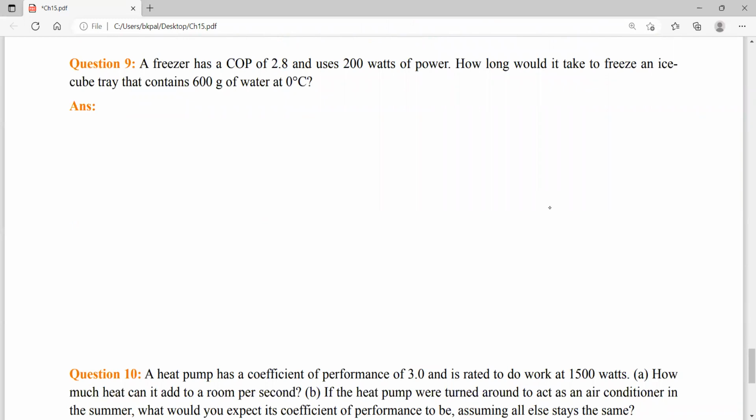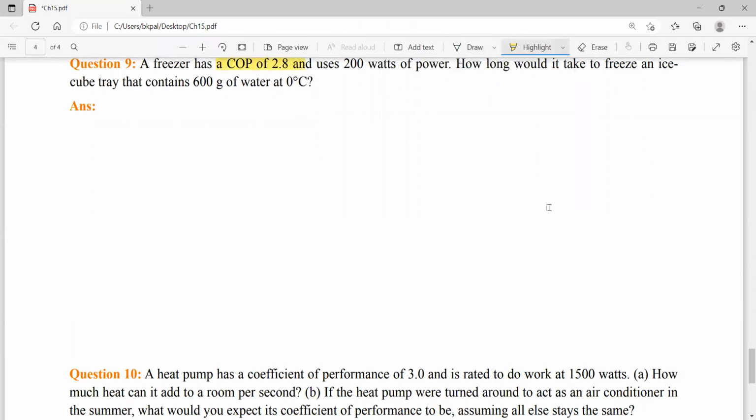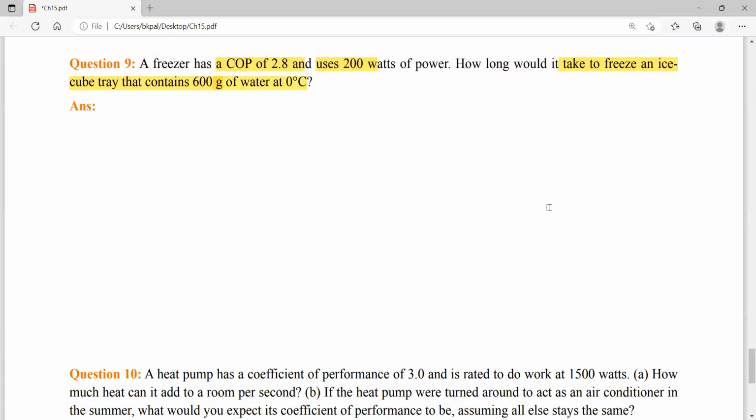All right, now it's about a freezer. The freezer's COP is given. COP is 2.8, and the power is given, 200 watts. Now here we have to calculate the time it takes to freeze an ice cube tray that contains 600 grams of water at 0 degrees Celsius. So we have to basically calculate time.